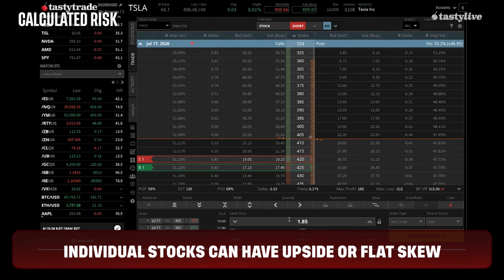And this is oftentimes what you will see with the individual stocks. You might see upside skew, as we alluded to in the first part of the video. You also might see some flattened out skew. But hopefully now you can see and recognize how to monitor the implied volatility across the chain to understand where the market is pricing risk.